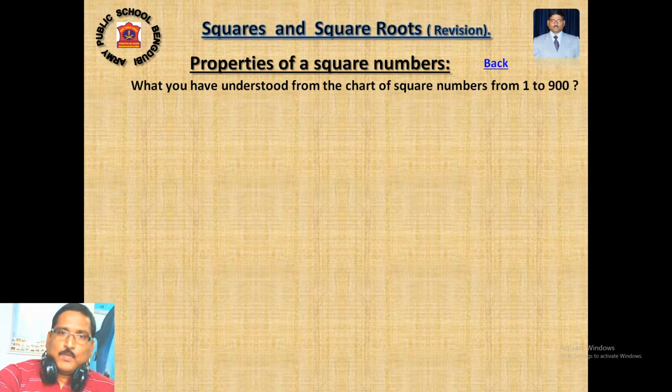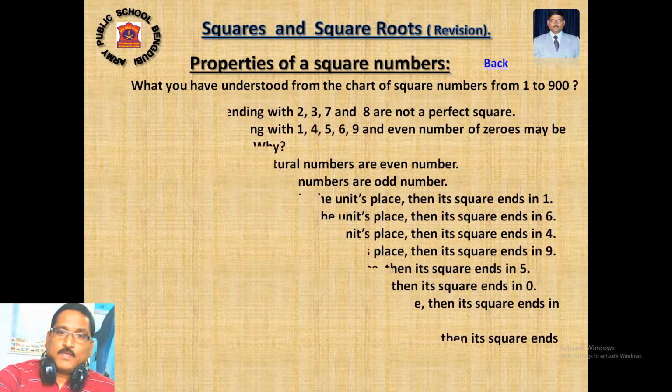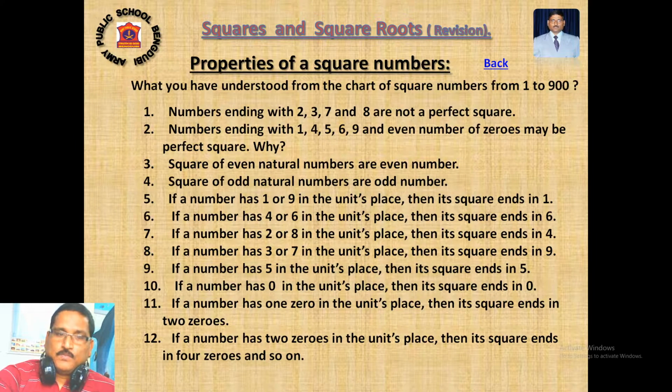Now, properties of the perfect square number. From this table, we have noticed something. If we go through the table, you will notice any number ending with 2, 3, 7, 8, if it is given, directly say no, this is not a perfect square number. Any number ending with 2, 3, 7, 8 will not be a perfect square number. But numbers ending with 1, 4, 5, 6, 9, and an even number of zeros, may be a perfect square number.